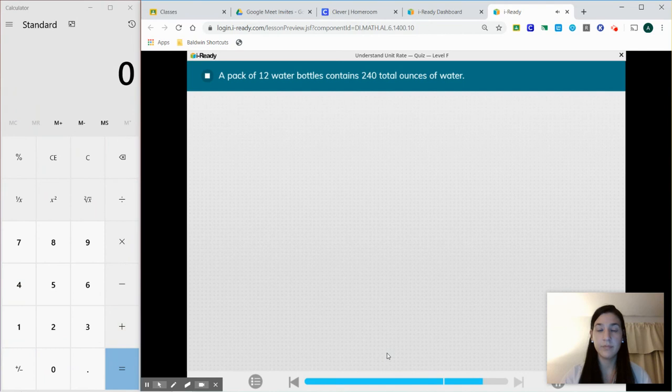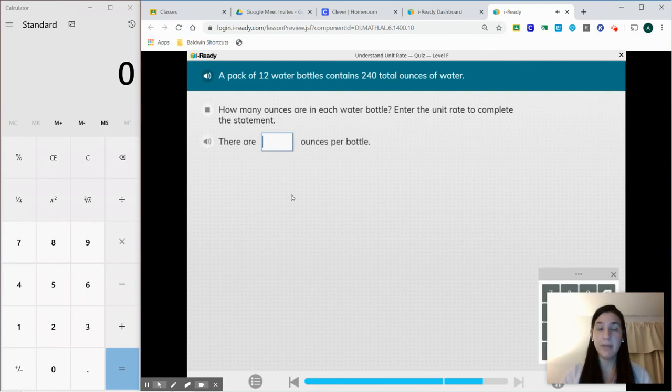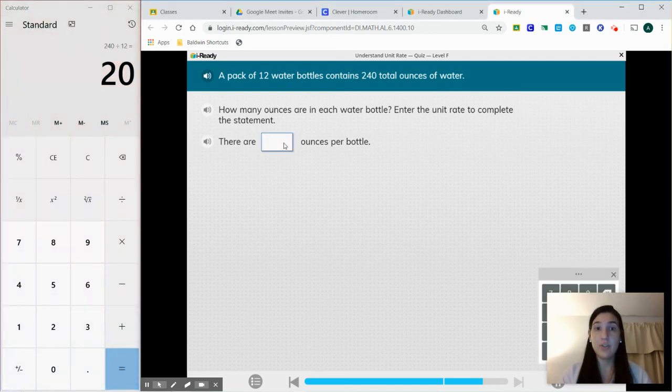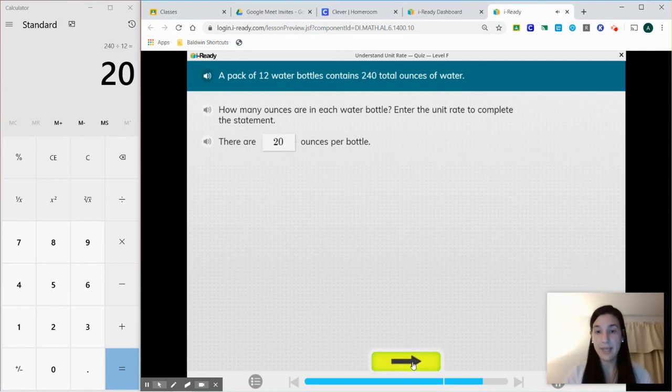A pack of 12 water bottles contains 240 total ounces of water. Okay, ounces per bottle. How many ounces are in each water bottle? Complete the statement with the unit rate. So 240 divided by 12. Again, you can totally do mental math here. You guys got this. It's going to be 20 because you know that 12 goes into 24 2 times and carry your 0. So we're going to type in 20 and go on.